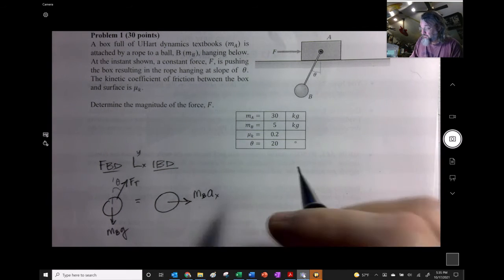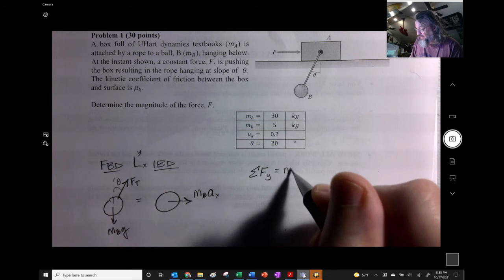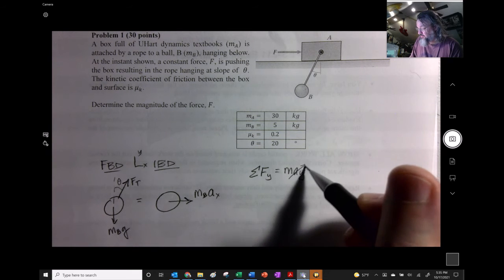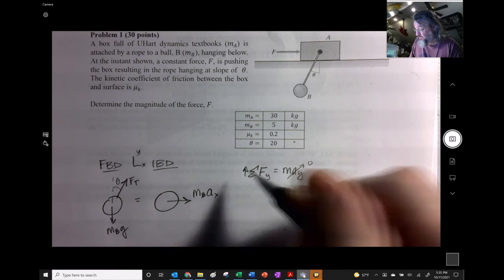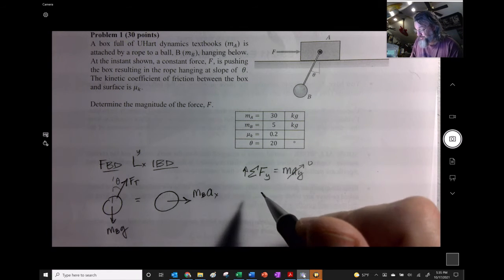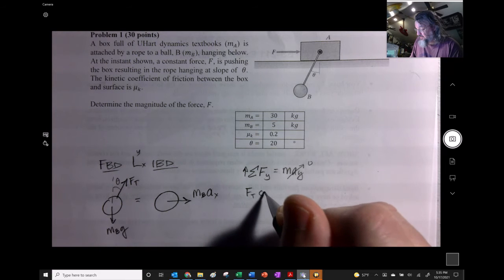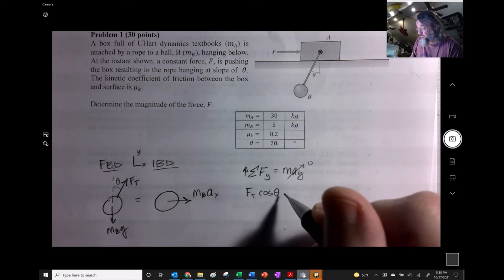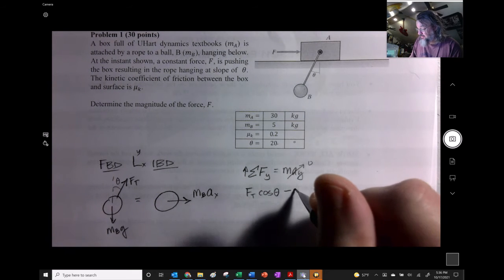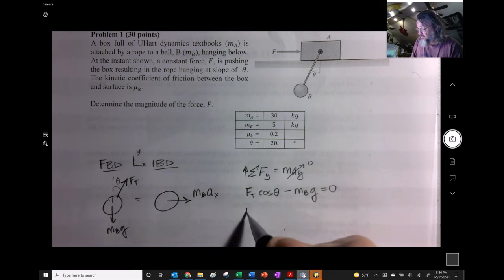That's fine. So I'm going to take the summation of the forces in the y direction, mass times acceleration in the y direction. But I know that this thing's not moving up and down. So I take Ft times the cosine of that theta right there, minus the mass of B times g equals 0. So I could find the tension right here, right?